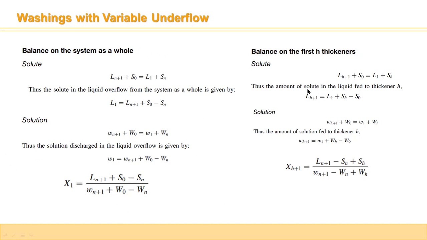But if you make a balance on the first n thickeners, in the usual representation on the first n thickeners, small n that is, because the last is capital N, the same holds true with this one. You just account for the solute, for the first n thickeners, entering and leaving, and then the solution, and then these two. This as the divisor and this as the numerator. That would give you, we will be using this formula later, same thing with this.